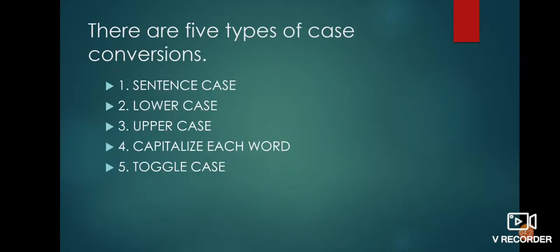Now in your book you can see there are 5 types of case conversions. The first one is sentence case. What do you mean by sentence case? The first letter of the selected sentence will become capital. Second one is lowercase. The selected text is displayed in lowercase. Lowercase means the text you have selected will be converted to its lowercase. That means small letters. It will convert capital to small.